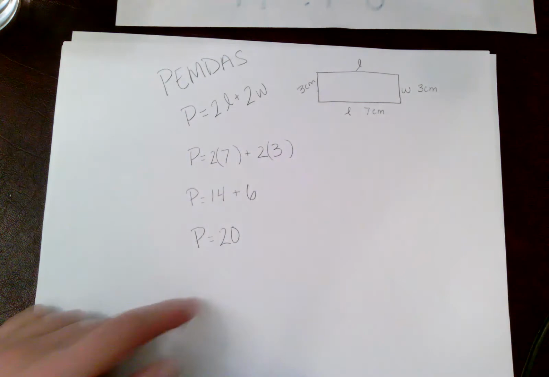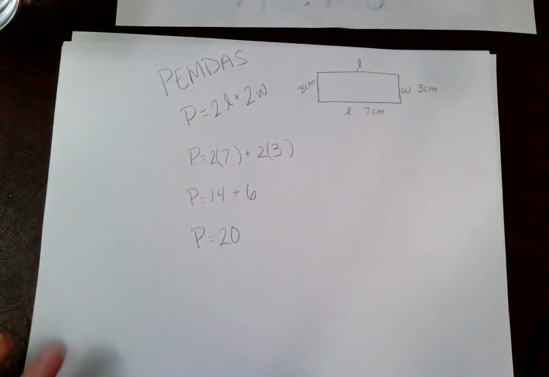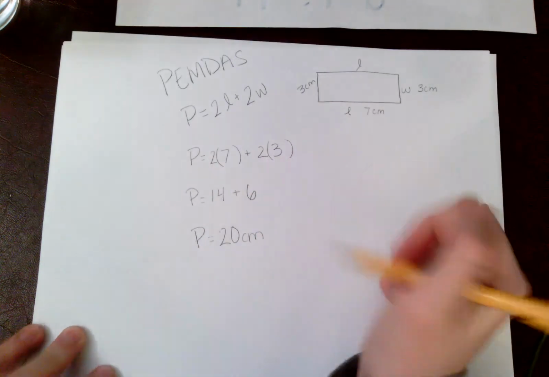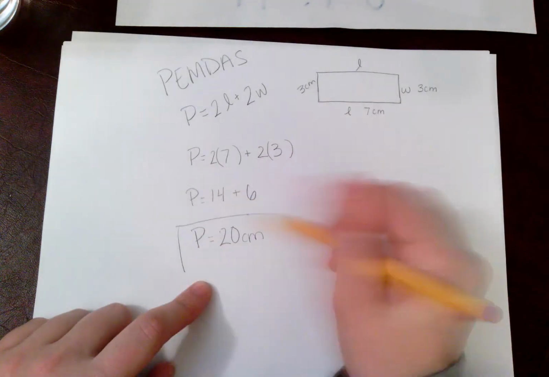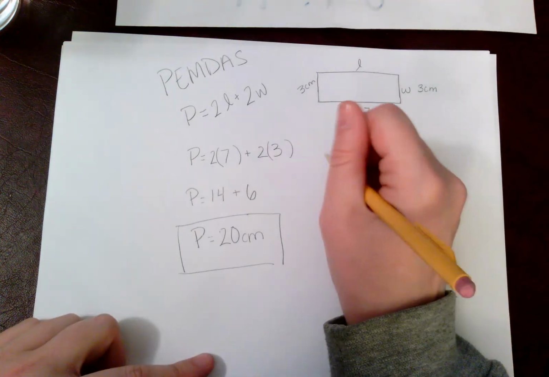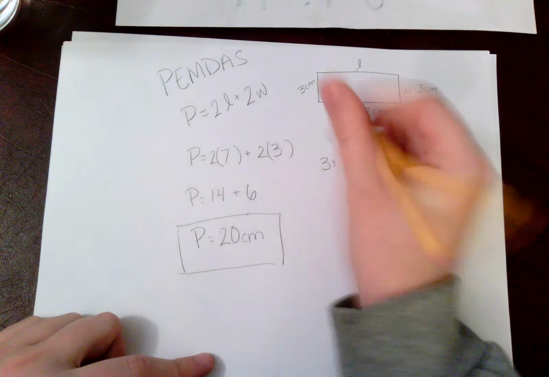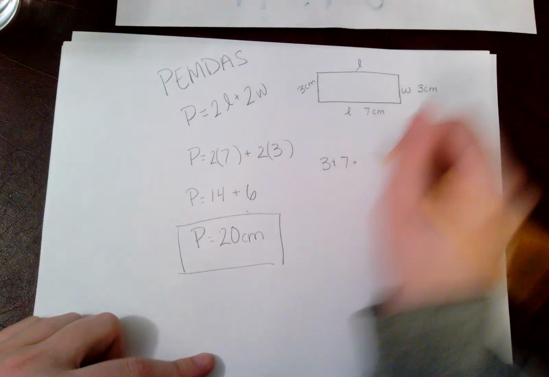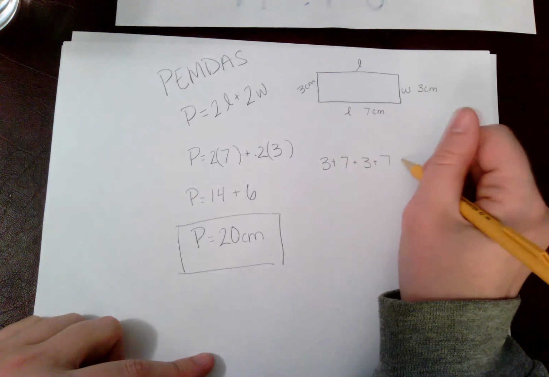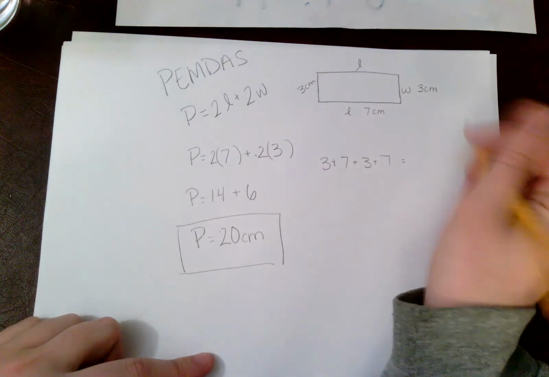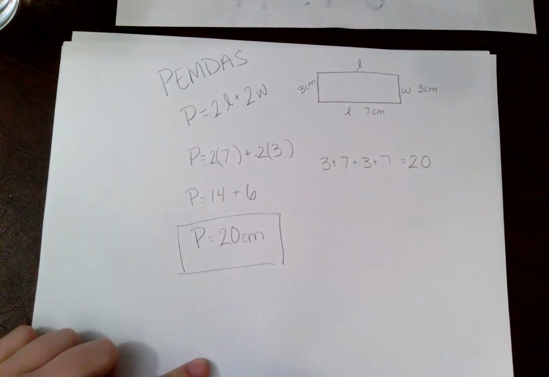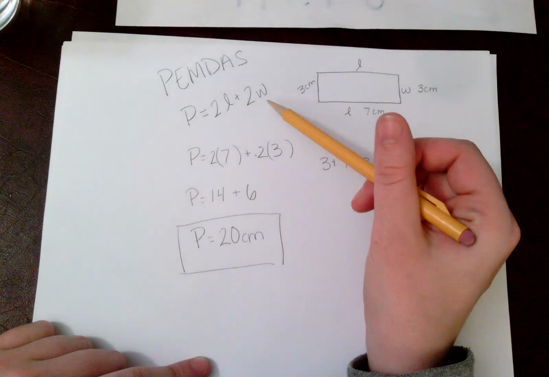And I'm not done because I always have to make sure my answers have units. So we look and it's centimeters. 20 centimeters is the perimeter of this rectangle. Now, just to show you, if you added 3 plus 7 plus 3 plus 7, you are going to get 20 either way. But for our purposes of this unit, we are going to be using this formula.